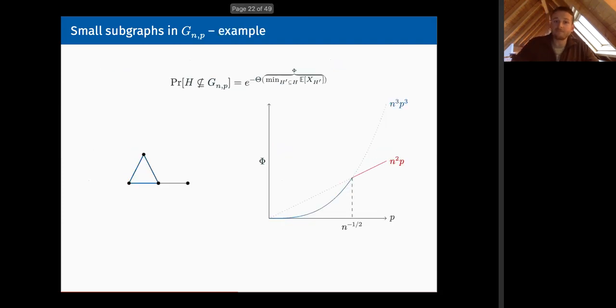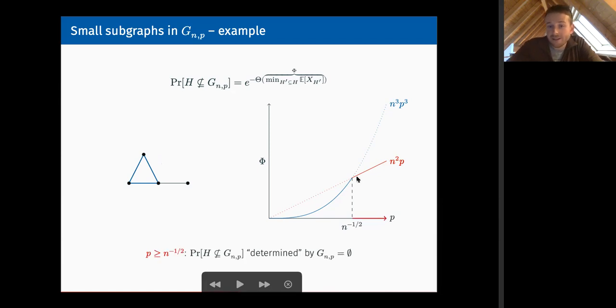So let's look at an example. Suppose that this is our graph H, and let's see how this value, which I'll call phi, changes as p goes from 0 to 1. So up to p being 1 over square root n, this minimum here is attained by the triangle, right? And then phi is of order n cubed p cubed. So in other words, the least frequent subgraph of H in expectation in G(n,p) is this triangle. After this point, it's just a single edge.